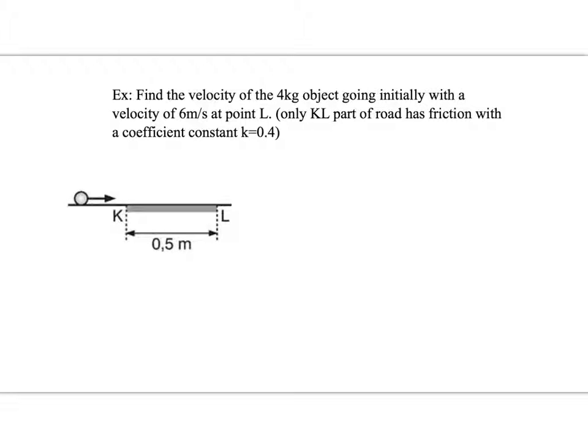Find the velocity of the 4 kilogram object going initially with a velocity of 6 meters per second. It has an initial velocity of 6 meters per second, and its velocity at point L is asked. The coefficient of friction is given as 0.4. So first let's find the friction from the formula K times M.